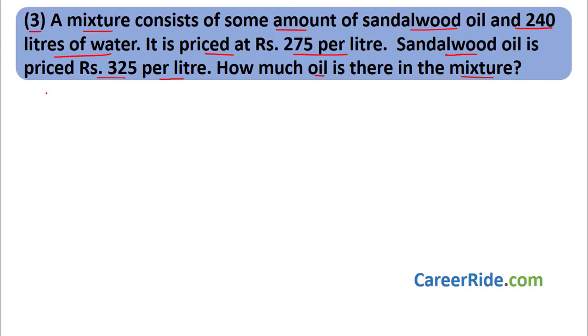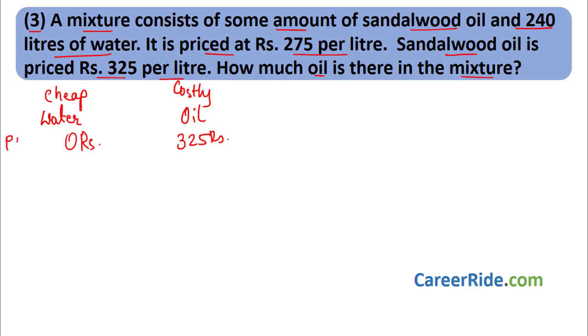Okay, what do we have over here? We should have a cheap quantity and a costly quantity, right? The cheap quantity over here is nothing but water. Always remember, here the price of water is not given, but whenever there is water and they have not given the price, always take the price of water as 0 rupees, right? It is the cheap quantity. Now sandalwood oil is the costly quantity, its price is 325 rupees per liter, right?